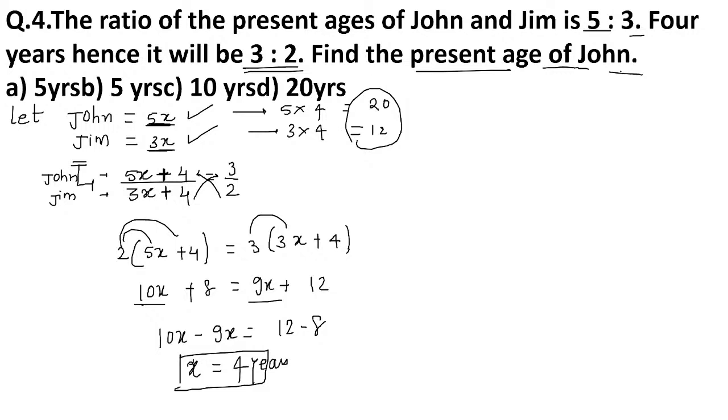They have asked you about only John, right? So John's current age is 20 years. So option number D is the correct answer.